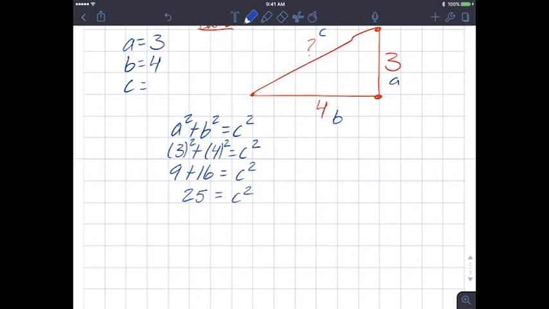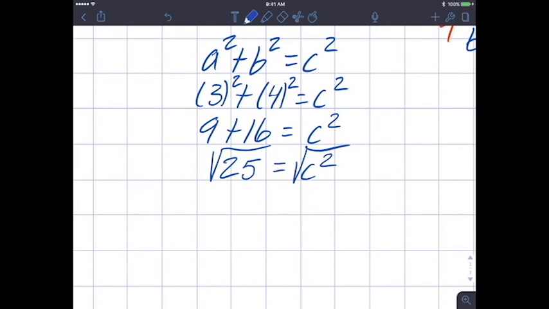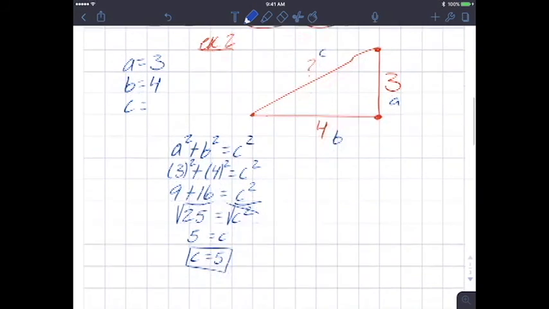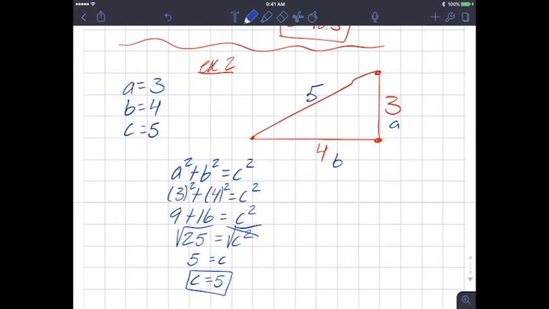And just like before, we're going to take the square root of both sides. Square root, square root. And remember what I told you? That these will cancel. So what's the square root of 25? If you don't know what that means, what number times itself will give us 25? And that's 5. So square root of 25 is 5, equals C. And I like to write it the other way. C equals 5. Nice number. We'll just put it there. So now we know the value of the hypotenuse. We know it's 5. Okay?